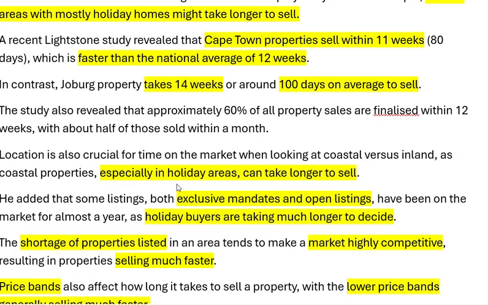Here we have already stated that holiday homes take longer to sell, and we've explained it's simply because not everyone wants to buy a holiday home. Then exclusive mandate and open listing, terms that we have defined, have been on the market for almost a year, as holiday buyers are taking much longer to decide, right? So for holiday homes, it doesn't matter whether you put it on exclusive or open market, it will take longer because of the nature of the property.